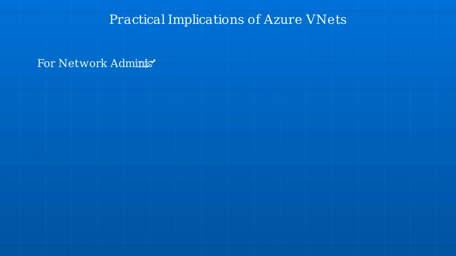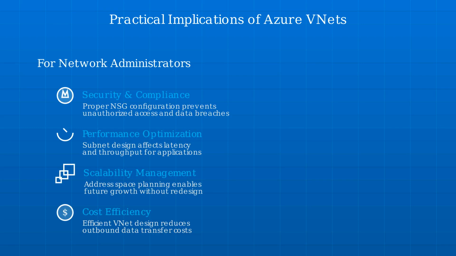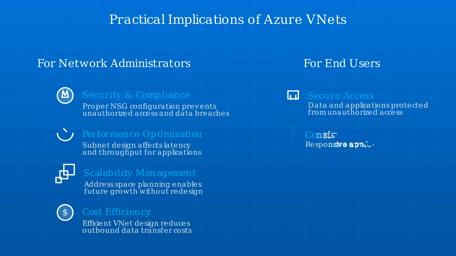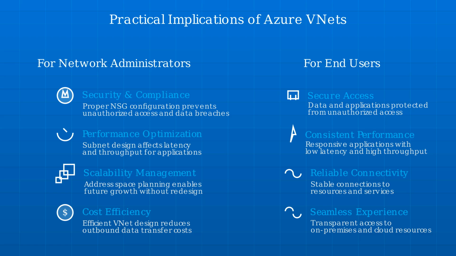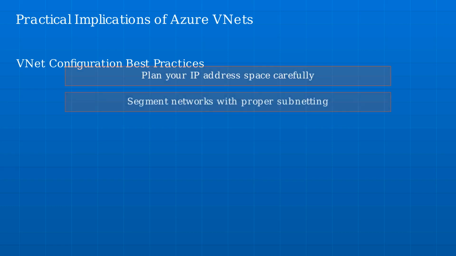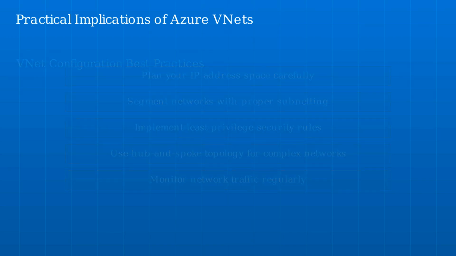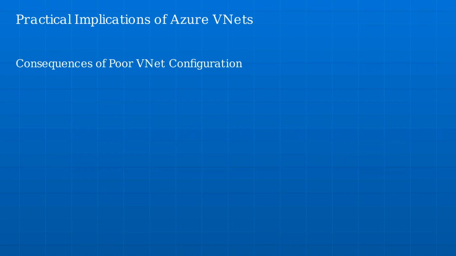For network administrators, proper VNet configuration is crucial for maintaining security, performance, scalability, and cost efficiency. End users benefit from properly configured VNets through secure access, consistent performance, reliable connectivity, and a seamless experience between on-premises and cloud resources. To ensure your Azure Virtual Networks deliver these benefits, follow these best practices for VNet configuration. Failing to properly configure your virtual networks can lead to serious consequences.